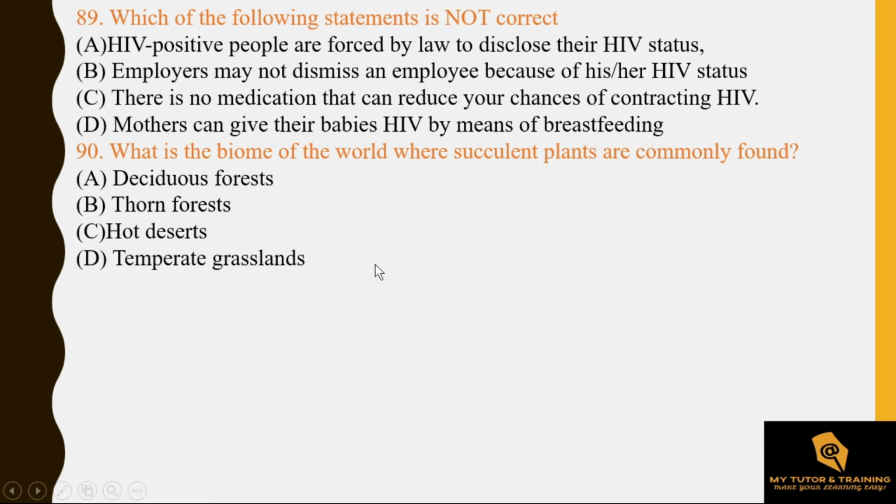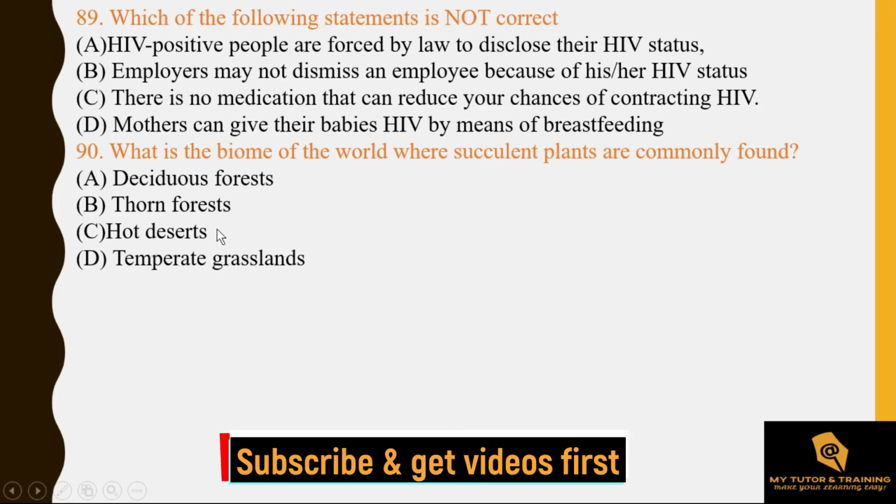Again, temperate grassland is not where succulent plants grow. Hot desert is the correct answer. Choice C is the correct answer.